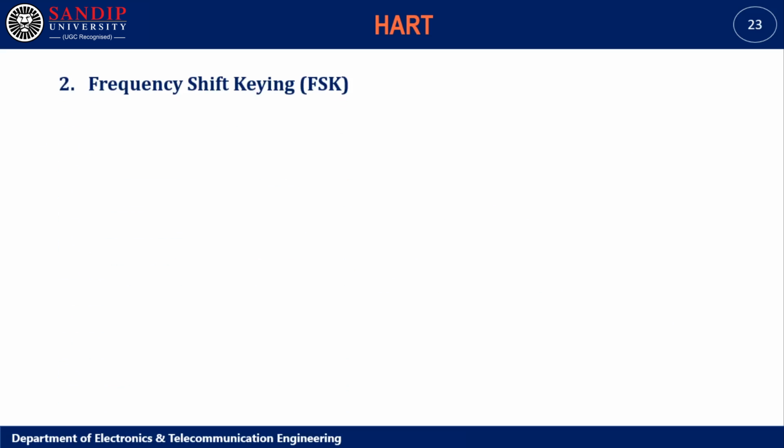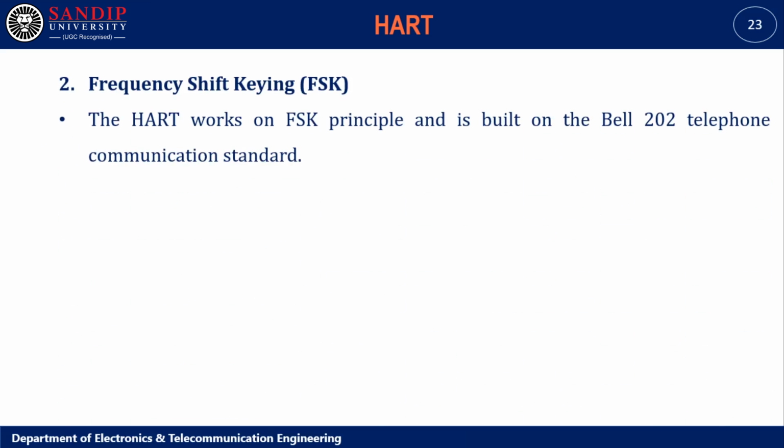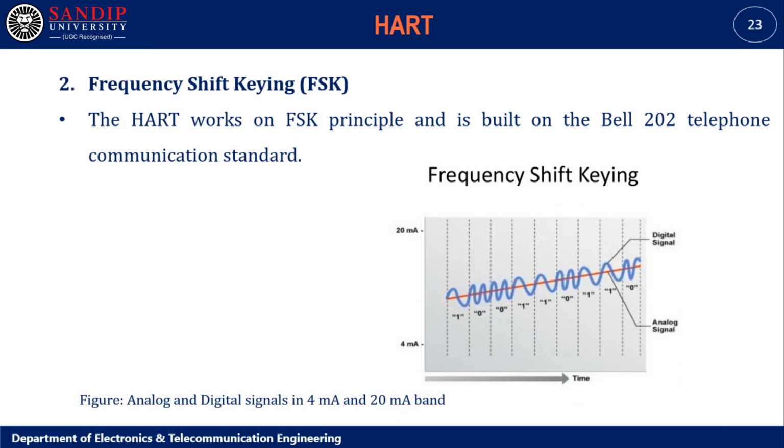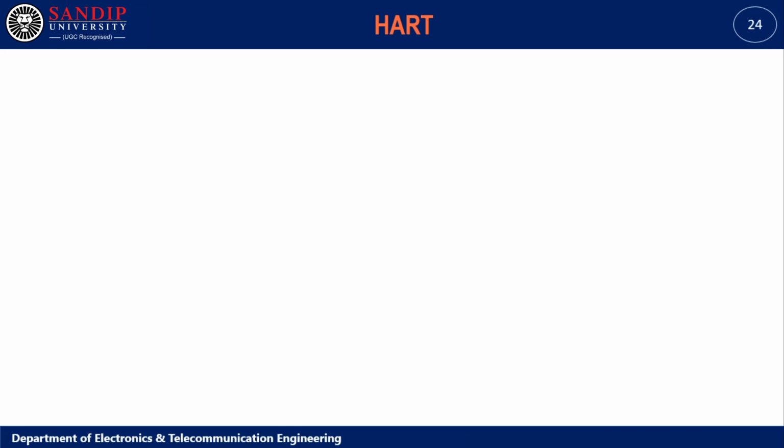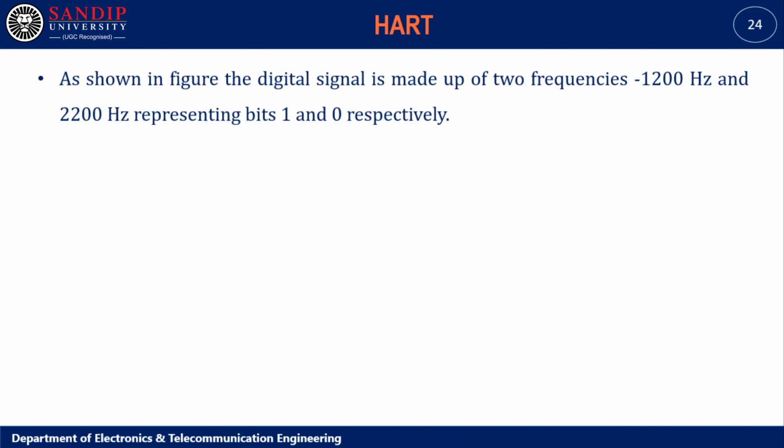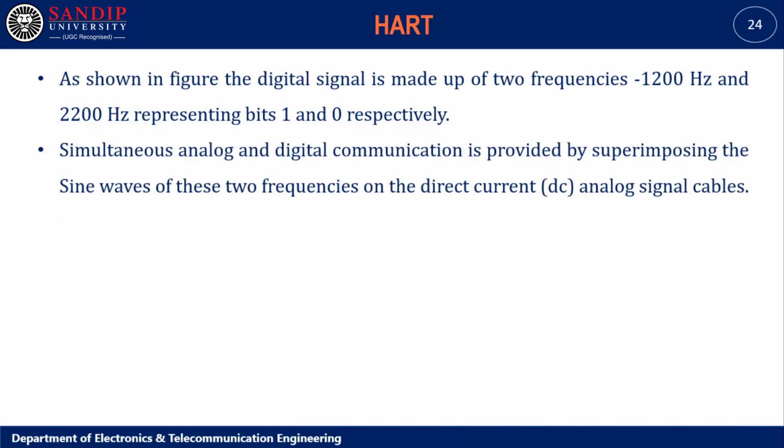Frequency shift key, that is FSK. HART works on the FSK principle and is built on the Bell 202 telephone communication standard. The figure shows the analog and digital signal in the 4 mA and 20 mA band. As shown in the figure, the digital signal is made up of two frequencies, that is 1200 Hz and 2200 Hz, representing bits 1 and 0 respectively.